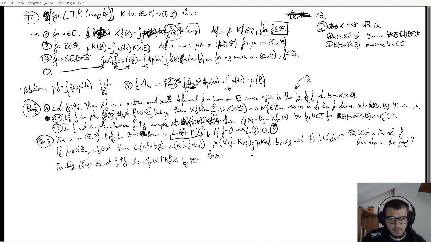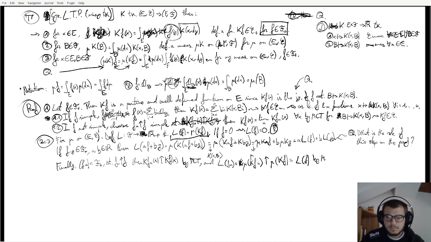Of the measure which associates k of x and B, and L of n is mu of k of n, and this thing increases to mu of kf, which is L of f, by MCT of mu.